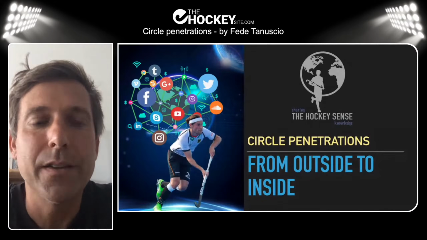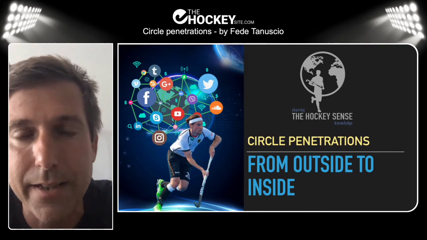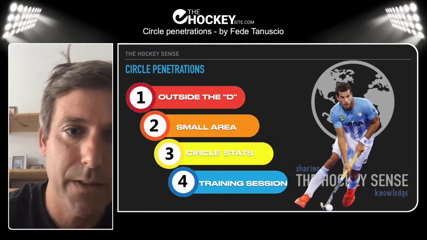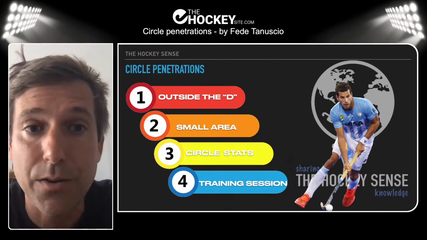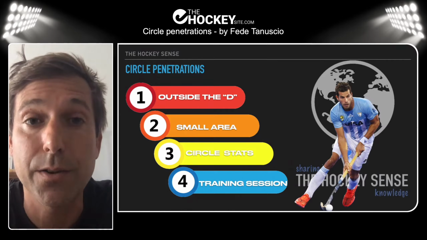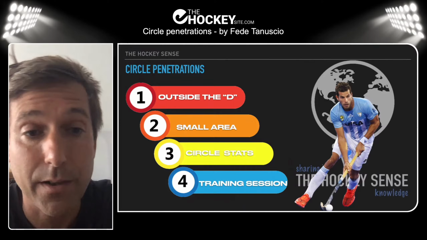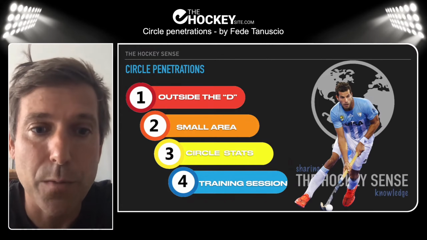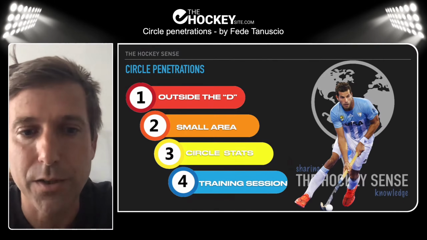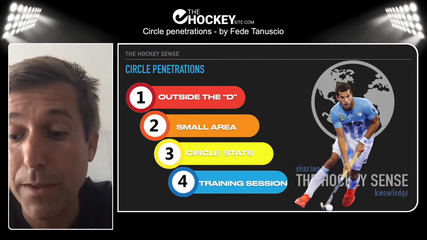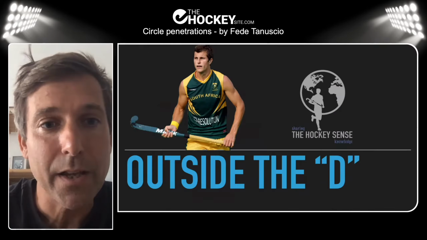So here we are. As I said, we're going to start talking about circle penetrations, from outside to inside the D. That will be the topic of today. The first topic will be outside the D, different ways to get the ball inside the circle. The second topic will be how to play inside the circle in the small area. The third topic will be circle stats: which part of the circle do they score more goals in. And the last point will be to develop a training session with this topic regarding circle penetrations. Okay, so let's move forward.